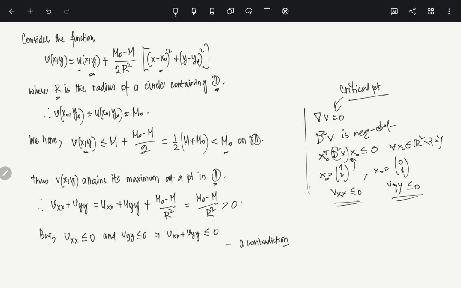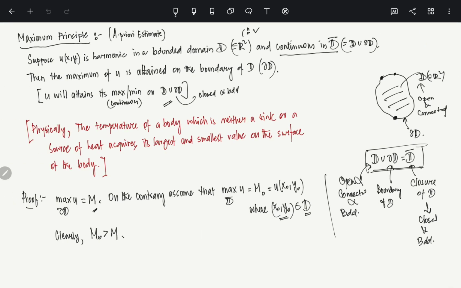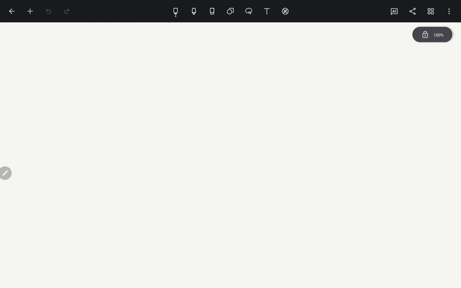So in this way, vxx and vyy are both negative. If you add it up, it becomes negative. But here you are actually calculating that this is positive. That's a contradiction, and hence we can say that if the function is harmonic, then the maximum of a harmonic function has to be attained on the boundary. Is it okay? Now, with this in mind, we can also talk about the minimum.